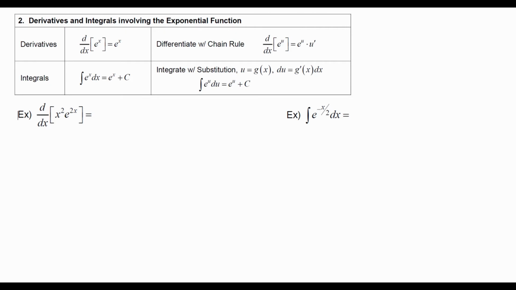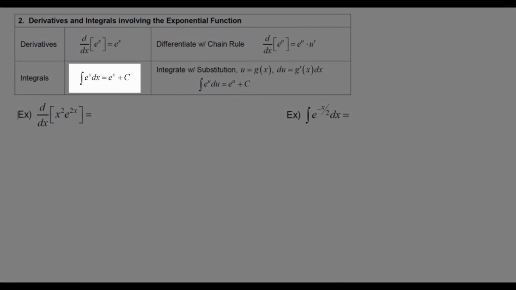However, if it's not e to the x, then it's e to the u, if the exponent has a variable in it, right? Then you would need to use the chain rule, which is no big deal. So the derivative of e to the u with respect to x is e to the u times u prime by the chain rule. Now the integral of e to the x dx is e to the x plus c. Since the derivative of e to the x is e to the x, the integral of e to the x is e to the x plus c.